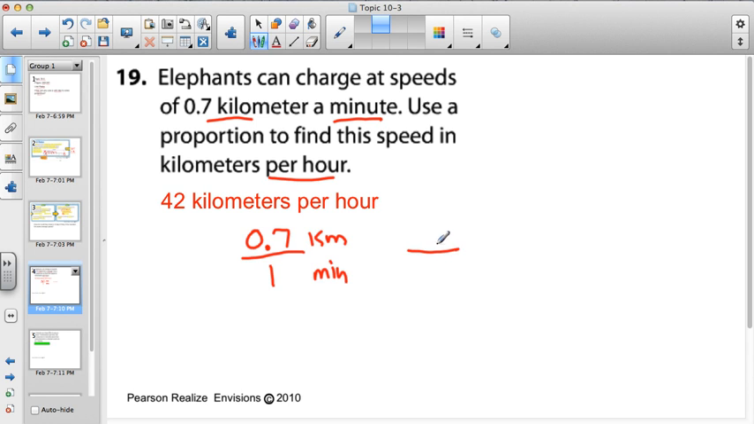So we know that in 1 hour there are 60 minutes. So what we're going to work for is reaching from here to here with 60 as our factor. Okay? So if we multiply the lower term by 60, we have to multiply the upper term by 60. And if we do that, we can see that we have 60 multiplied by 7/10.